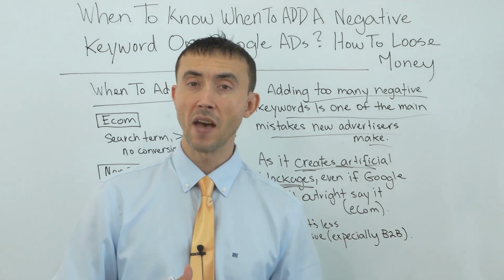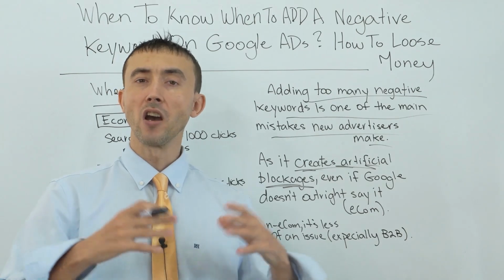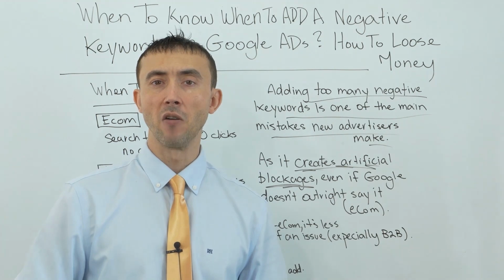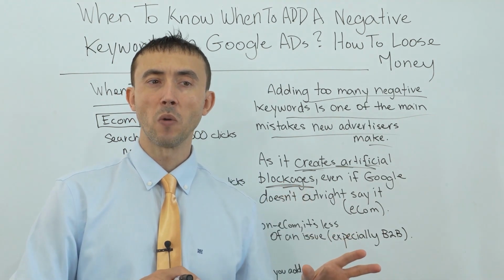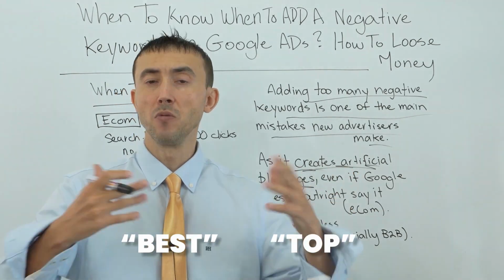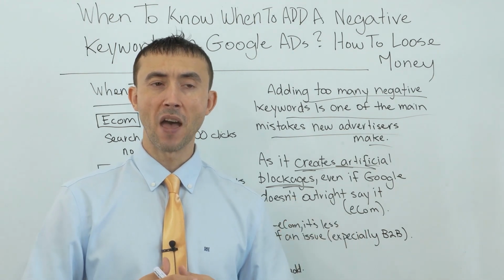But in addition to that, sometimes you still have to add negative keywords that are going to be somewhat close to the keywords you're targeting, just to be able to get a decent return for your account. That is in situations where people are typing in stuff like best, top. You have to analyze the results you're getting from that in that situation.